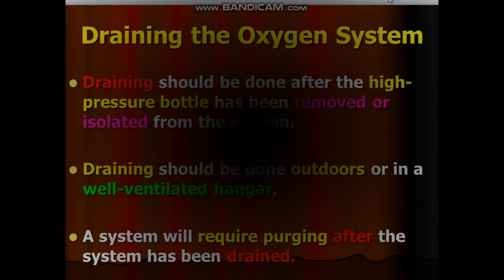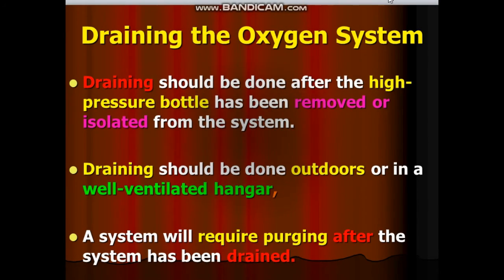Draining the oxygen system. Draining should be done after the high pressure bottle has been removed or isolated from the system. Draining should be done outdoors or in a well-ventilated hangar. A system will require purging after the system has been drained.